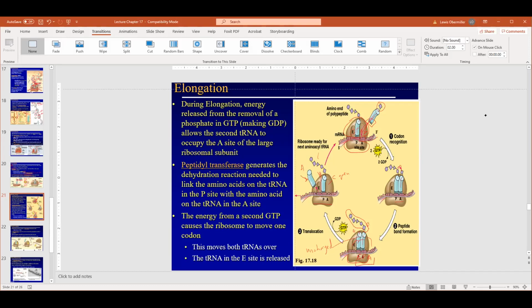It'll link it to the chain, and then it keeps building this growing chain of amino acids until it hits the stop codon. Now, what I want you to know out of this is that the enzyme that does this dehydration reaction is called peptidyl transferase. It's transferring the growing peptide from the tRNA in the P site to the tRNA in the A site.